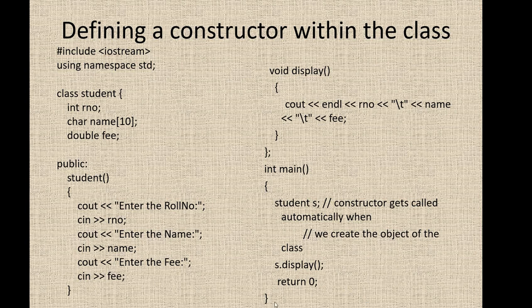And again, here we have used the object to call the normal method. This is not a constructor method, this is a normal method. So this is how we write a constructor within a class.